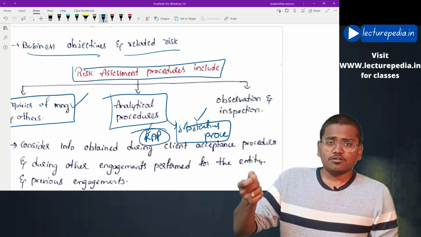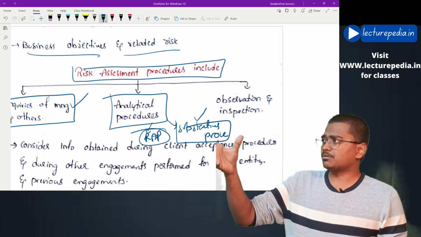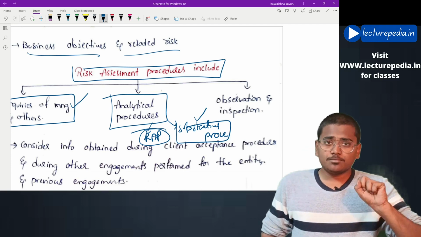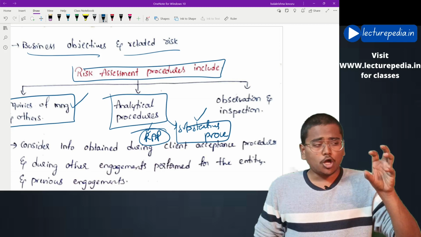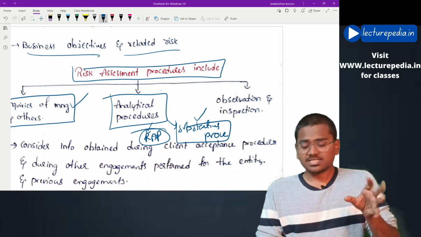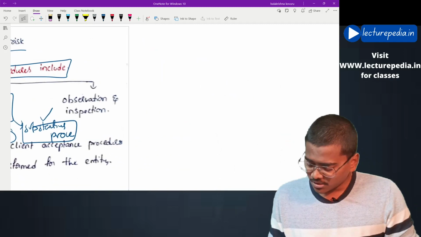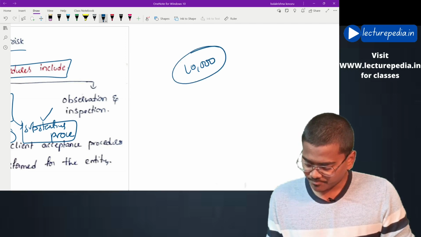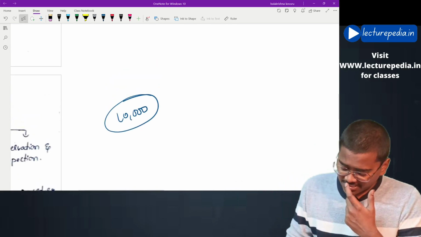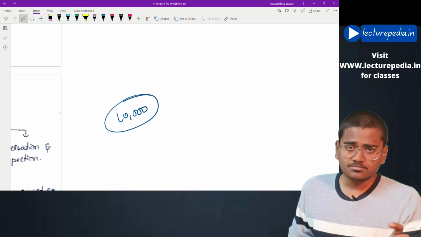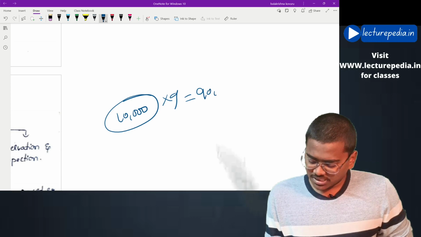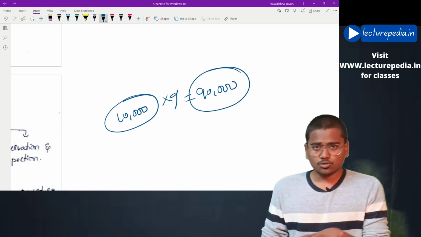Let's say the auditor finds in the profit and loss statement some amount, let's say 10 lakhs, of electricity bill, and the auditor has also obtained an idea of the number of units that have been consumed by the entity. Let's say the entity has consumed some 10,000 units during the year, and on an average the price per unit was 9 rupees. Then the total electricity bill must be around 90,000.